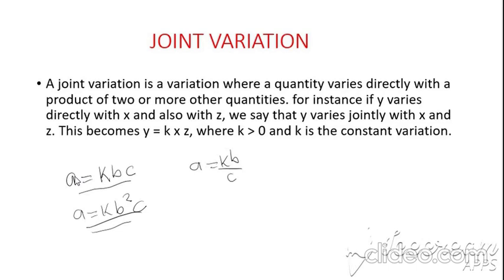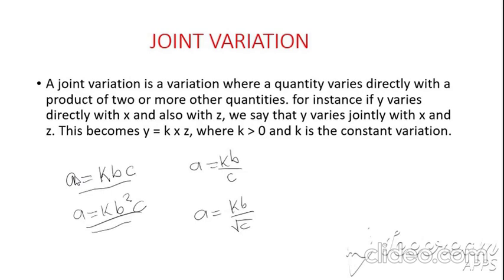Again, you can have something like this: A varies directly as B and the square root of C. So you write square root of C. If it's saying power, you write power. If it's saying cube, you write cube, just like that. And this one, they like this one. You need to know it. It's very important.